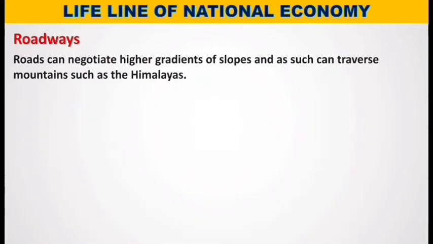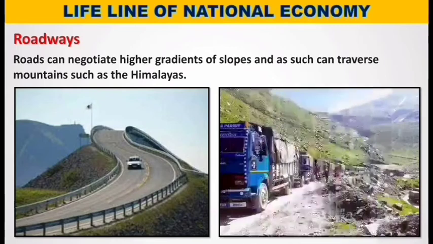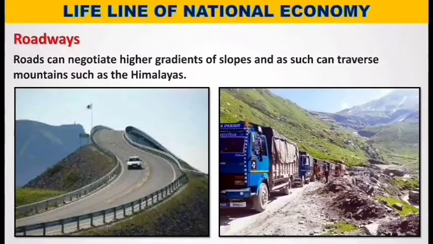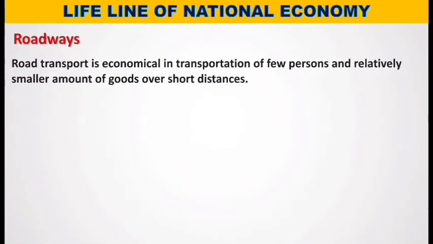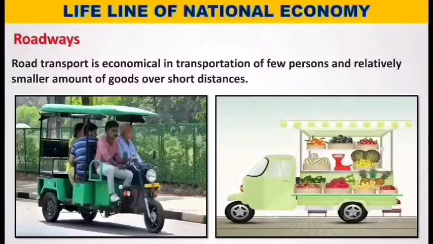The third point, roads can negotiate a higher gradient of a slope and as such can traverse mountains such as the Himalayas. It means roads can be constructed in difficult terrain like a mountain slope and the region of the Himalaya mountains. Fourth point, road transport is economical in transportation of a few persons and a relatively smaller amount of goods over short distance. Roads are more useful for short distance both for passengers and goods by car, buses, auto rickshaws, etc.